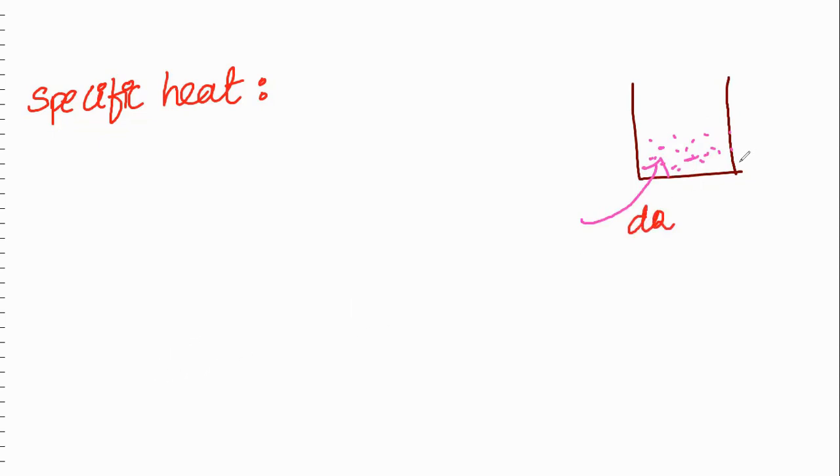Then, 1 degree centigrade or 1 Kelvin I have to increase. How much heat is needed to increase the temperature of unit mass of the substance by 1 degree centigrade or 1 Kelvin? That is called the specific heat. It is the amount of heat required to raise the unit mass of the substance by 1 degree or 1 Kelvin.